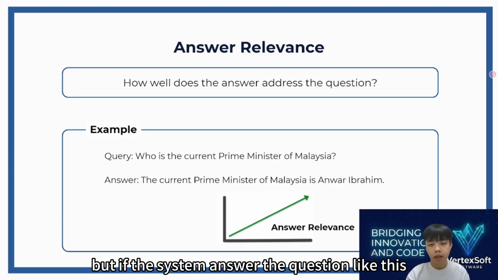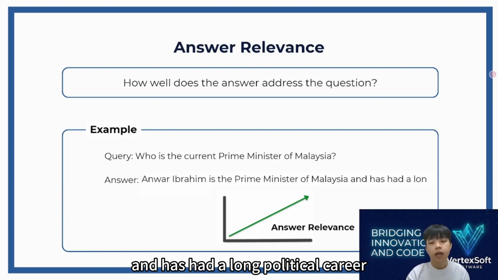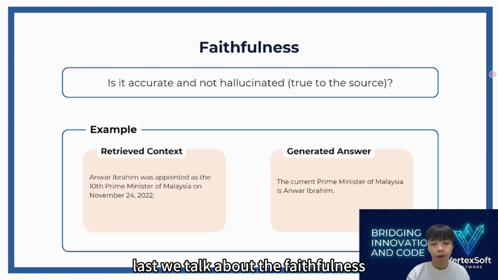But if the system answers the question like this, Anwar Ibrahim is the Prime Minister of Malaysia and has had a long political career, this will make the answer relevance lower. Last, we talk about faithfulness.